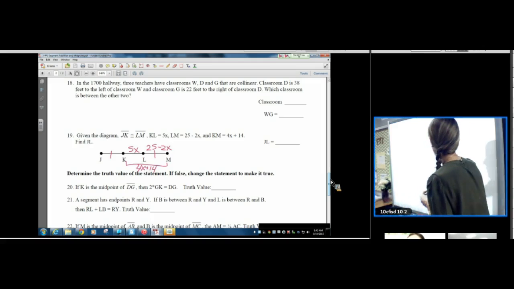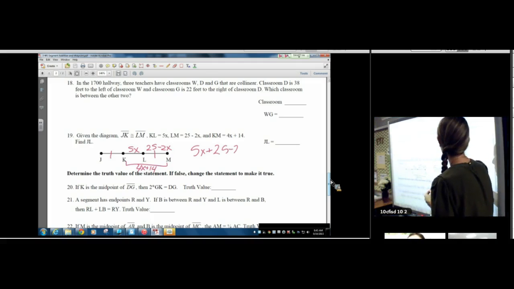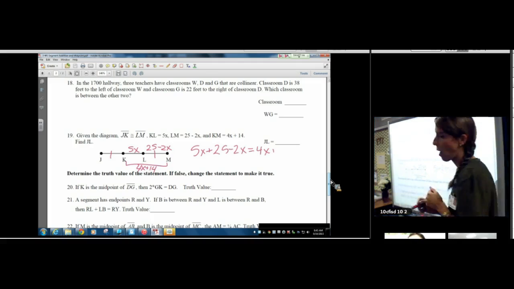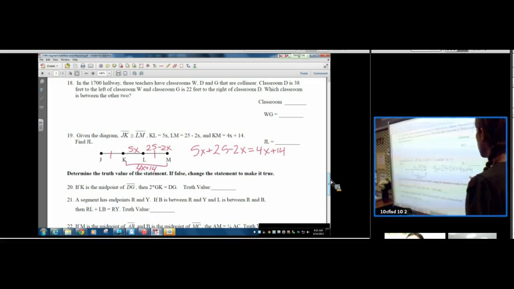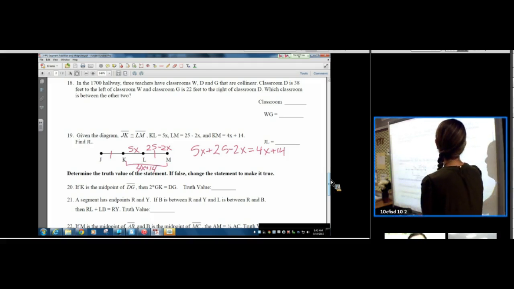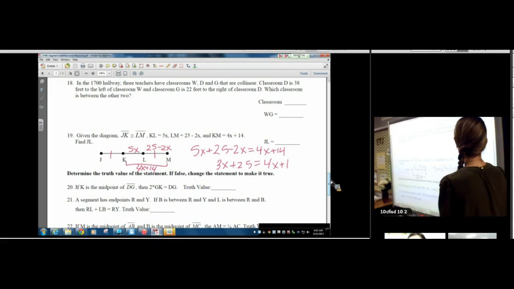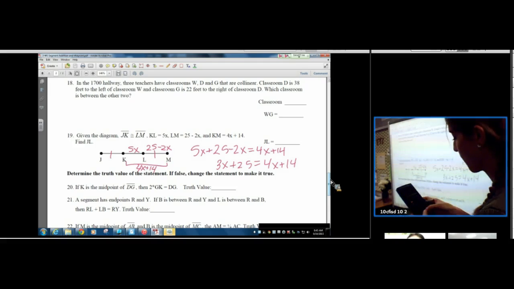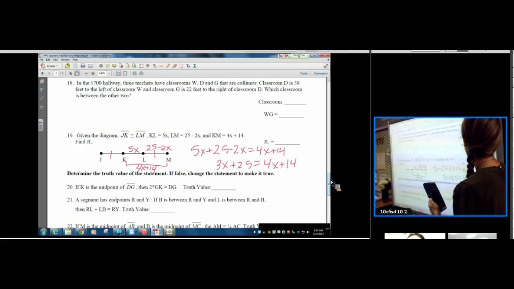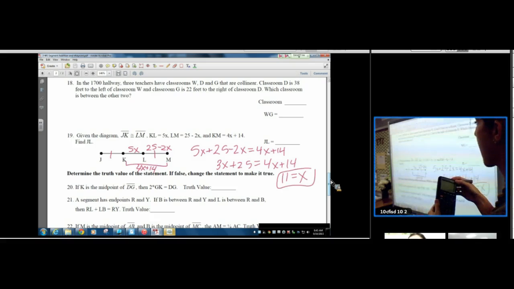So I've got a classic part plus part equals whole problem on my hands. Part plus part equals whole. I'm going to combine like terms. 5x minus 2x is 3x. I'm going to move the 3 over and the 14 over at the same time. So 25 minus 14 is 11, and 4 minus 3 is just 1. So x is 11.